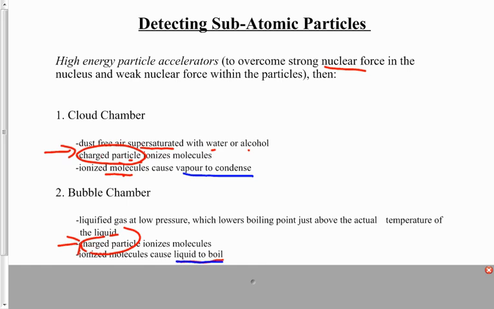We get the same effect. We see the same thing. We see some of the properties of these particles that produced this condensation trail or this bubble trail. But we see it in a different way. We see it by either observing the cloud or the bubbles that follow it.